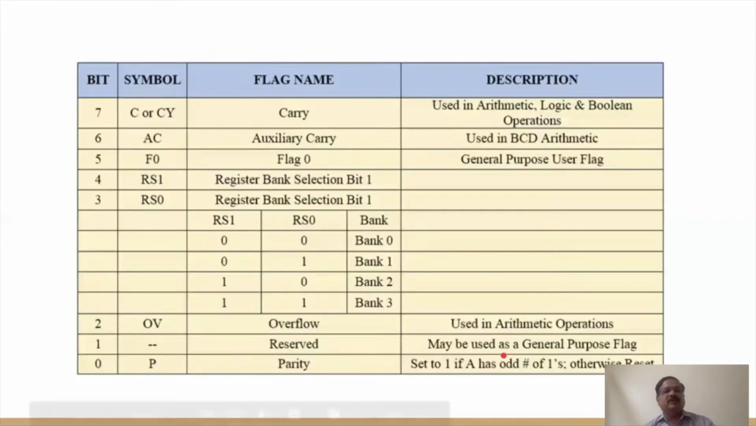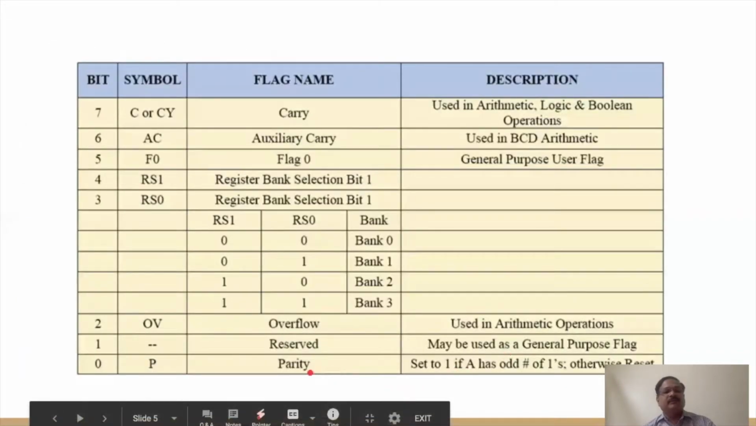P is nothing but the parity flag. The parity flag is set when the accumulator has odd parity. And if the accumulator has even parity, that means the number of ones in the accumulator is even, then the parity flag will be reset, 0. Okay? Set for odd, 0 for even. The parity flag is mainly used for error checking.